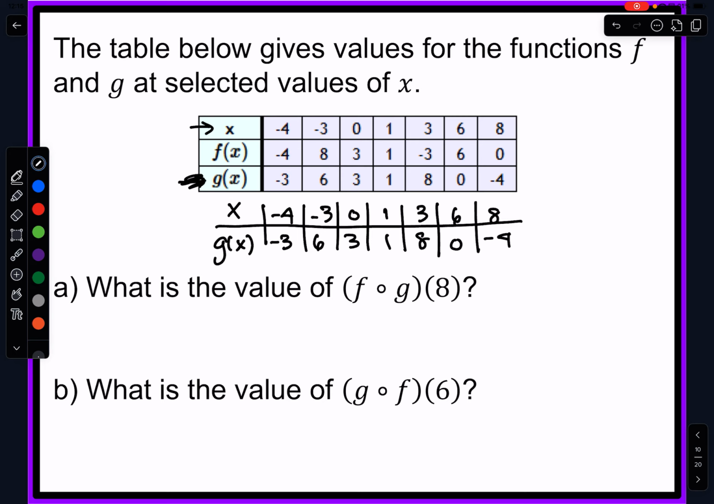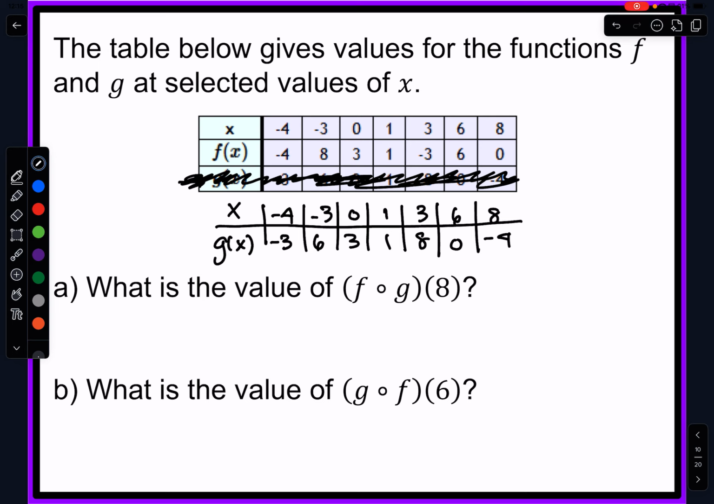Using this strategy, doing this again, organizes your work a lot better, and I don't have to read this all in one thing. I can look at the corresponding x and y values. So now let's look at how we use these two separate tables to evaluate the fog of 8.